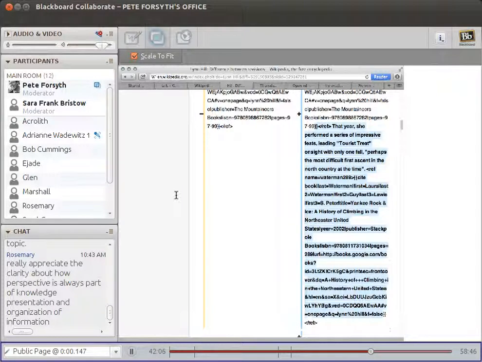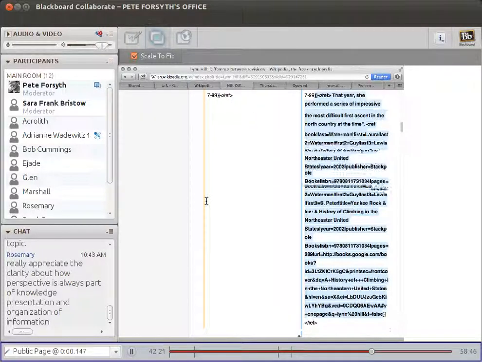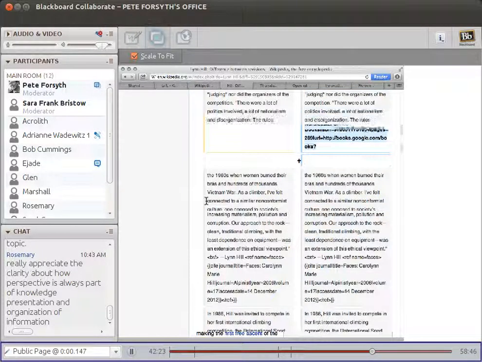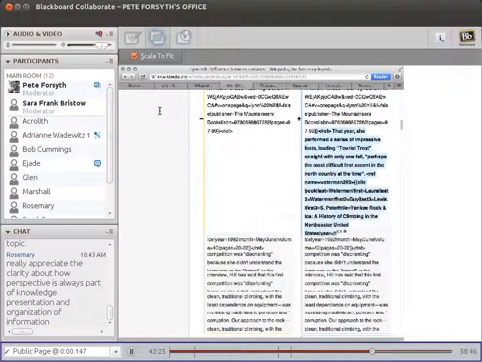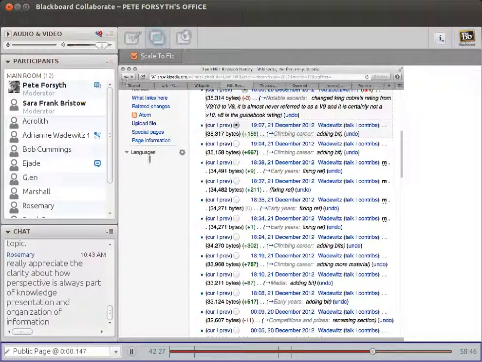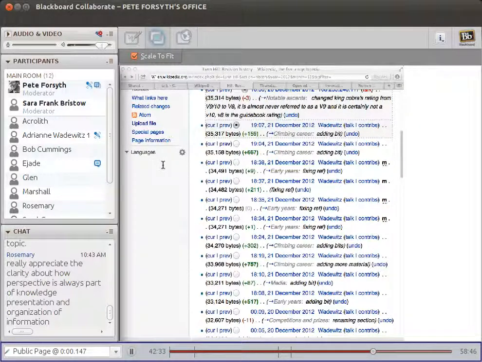That year she performed a series of impressive feats leading this particular route with one fall. And then I quote from a source, perhaps the most difficult first ascent at the time, right? And then I add in the source and that's all. And that gets revised later. Everything gets revised and revised and revised. But at least that information is there and I don't have to worry about losing the source or what information goes with it.